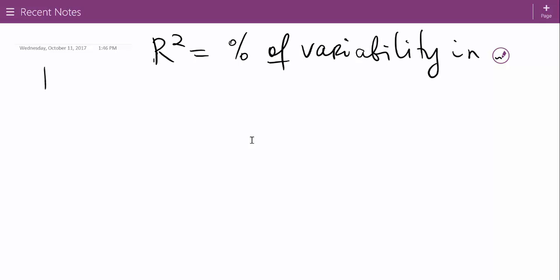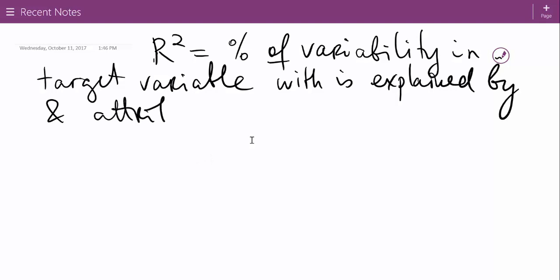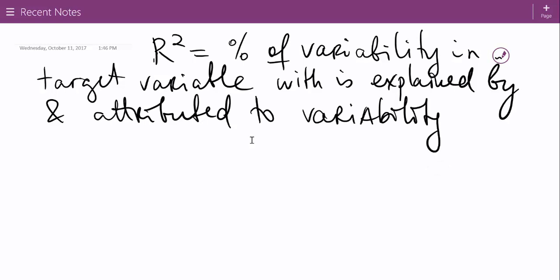in target variable, target, just like retail, right? Target variable, which is explained by and attributed to variability in predictor variables, okay? Variability in predictor variables.